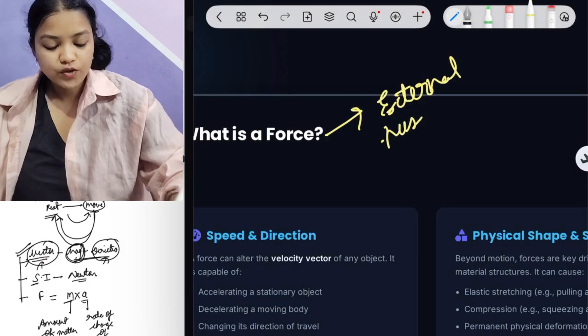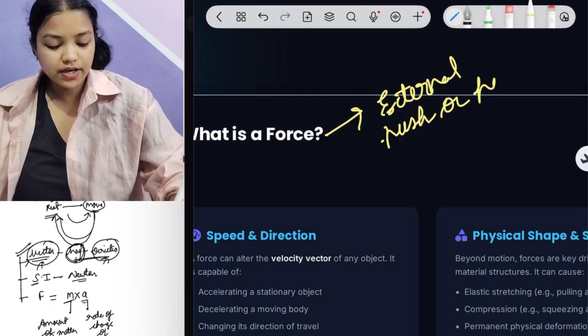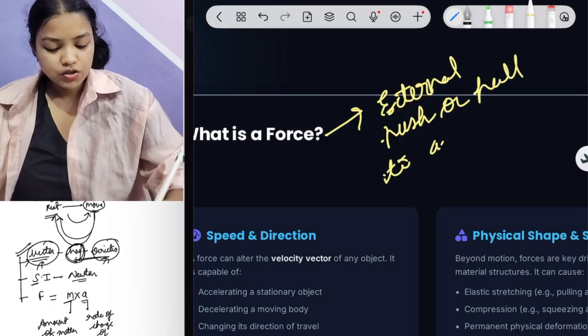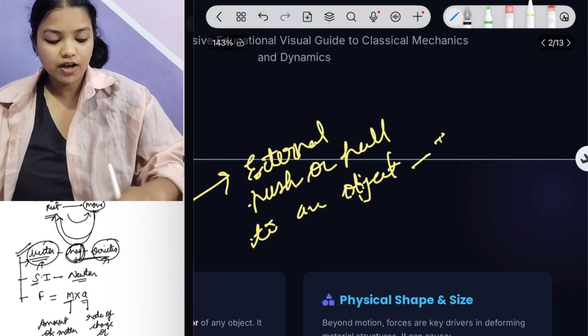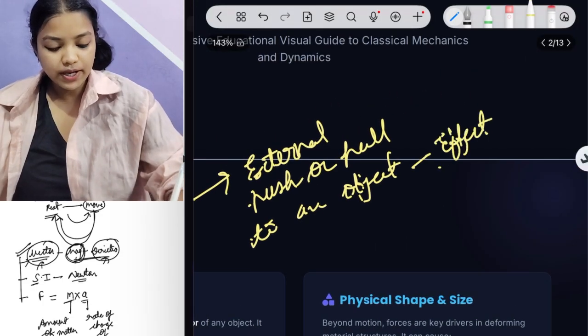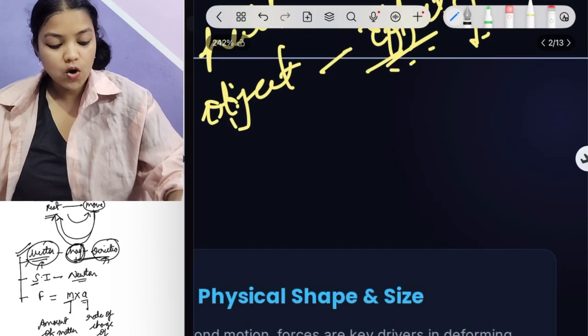What is force? Force is an external push or pull on an object. चलिए हम लोग साथ में लिखते जाते हैं. If we write this simultaneously, then we can make good notes. External push or pull, या तो आप push करेंगे या pull to an object. Then its effect क्या होगा? Its effect will be to cause acceleration.